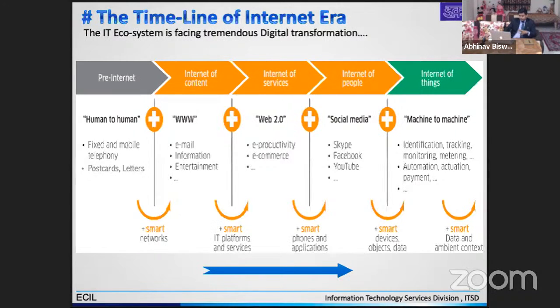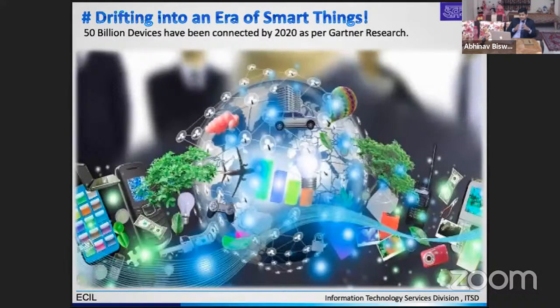So if you see all this, we are drifting into an era of smart things. 50 billion devices have been connected by this year, as per Gartner research, 50 billion. And let me tell you, the world's population is only 7 billion. So it's almost 7 devices per person if we divide it like that.